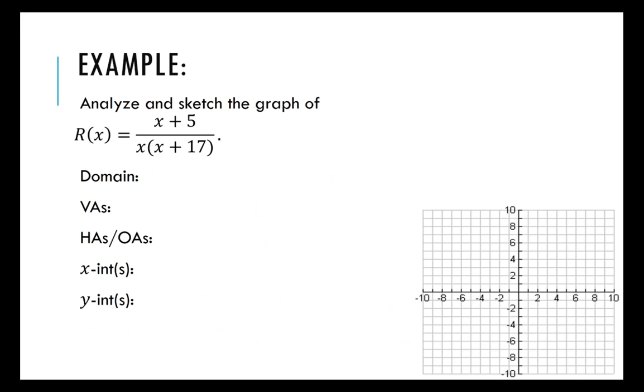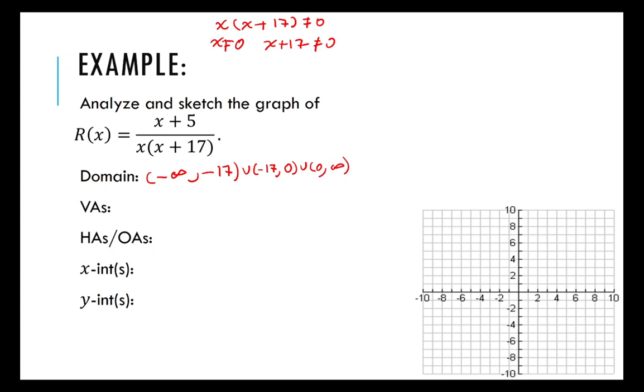R of x is equal to x plus 5 divided by x times x plus 17. So step 1, let's figure out the domain. Well, of course, for the domain, we take the denominator and say it can't be equal to 0. So x times x plus 17 cannot equal 0. Then by the zero product property, x cannot be 0 and x plus 17 cannot be 0. And so x cannot be 0 and x cannot be negative 17, so our domain is from negative infinity up to negative 17, excluding, union, excluding negative 17, up to 0, excluding 0, union, excluding 0, up to infinity.